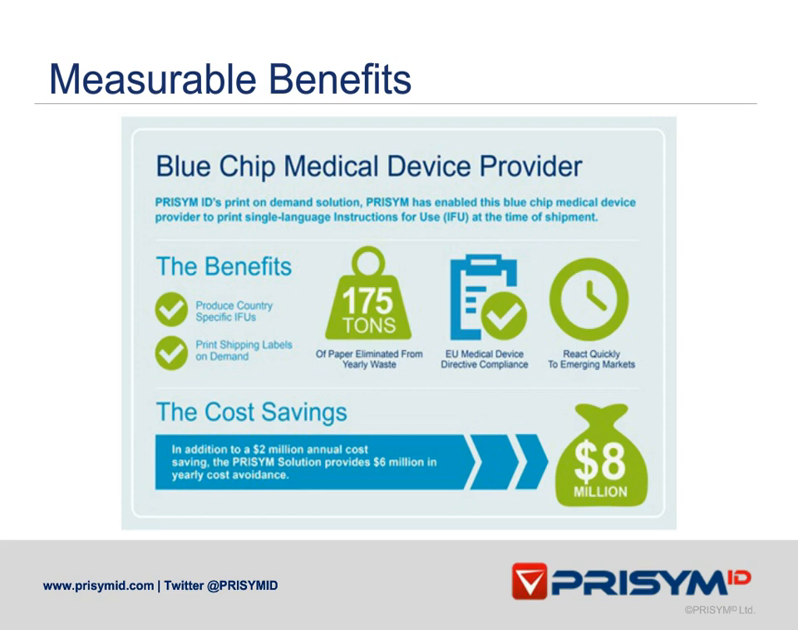By doing this, the customer had two major impacts. One was the elimination of 175 tons of paper from their supply chain per year. The second one was an $8 million annual saving per year, all for printing labels and inserts in the right language at the right time. This demonstrates the value of a properly considered and delivered label lifecycle management solution from Prism ID.